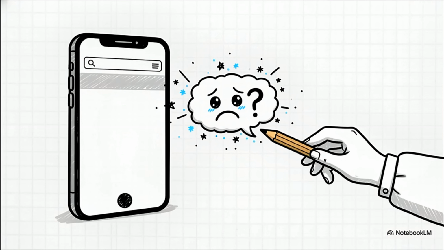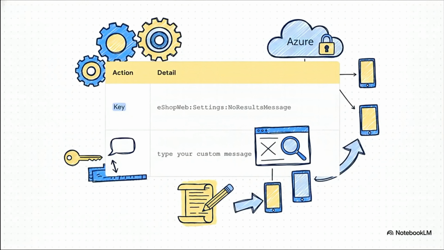Okay, for our first test, let's start with something simple but really powerful. Our sample e-commerce app has a default message it shows when your search comes up empty. Let's change that message right now on the fly. So we jump into our Azure App Configuration store and we create what's called a key value pair. The key is just like a unique name for that setting. In our case, it points right to that no results message. And the value? Well, that's the new message we wanted to show. We just type in our custom text, hit save, and that's it.